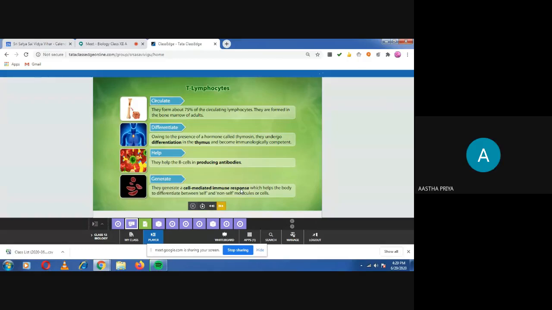Ma'am, what is B cells? What are B cells? B cells are those which are formed in the bone marrow itself. वो बोन मैरो में ही मैच्योर भी होते हैं, डिफरेंशिएट भी होते हैं और बनते भी हैं. ठीक है, लेकिन टी सेल्स बनते तो बोन मैरो में है, पर उनका डिफरेंशिएशन मैच्योरेशन कहाँ होता है?